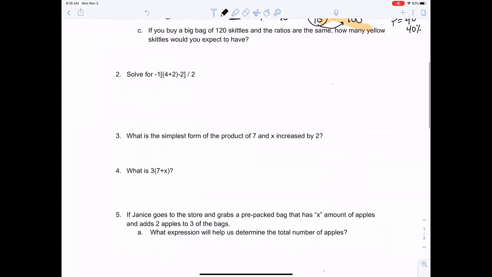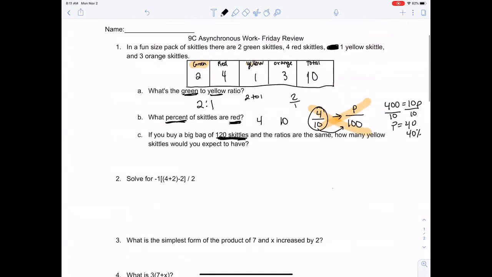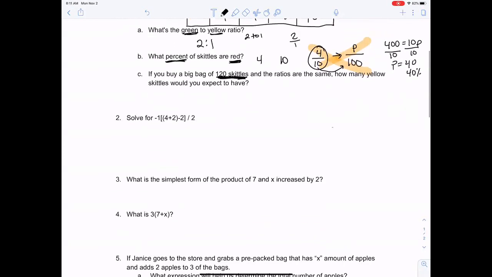So next, I am being asked if I buy a big bag of 120 Skittles. Okay, that's the total Skittles. It doesn't tell me if they're red, so I'm assuming that's the total Skittles in the big bag. And the ratios are the same. Okay, cool. So I could use my number ratios up here. How many yellow Skittles would you expect to have?